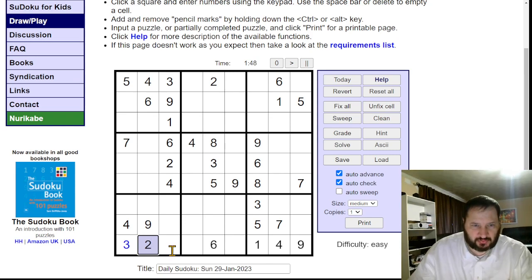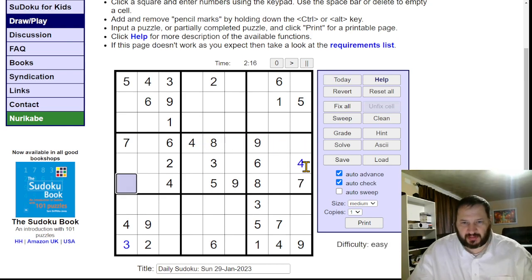Let's see what else we have. We've got a 5 and a 7 that come down here. Alright, so see this 4 and this 4? The 4 comes up the middle, this 4 comes across the top, so this 4 is the only place left for a 4.